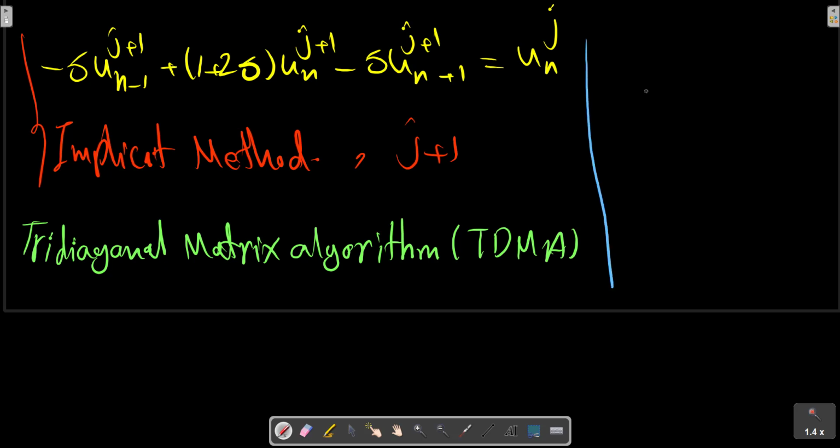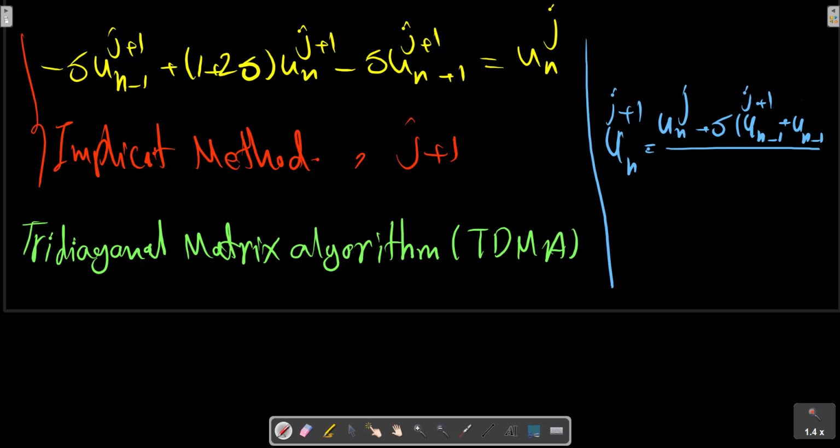This expression gives u n at time j plus 1 as u n j plus sigma times the neighboring values, divided by 1 plus 2 sigma. At each time step j plus 1, sweep the nodes over and over using this equation until the nodal values have converged.